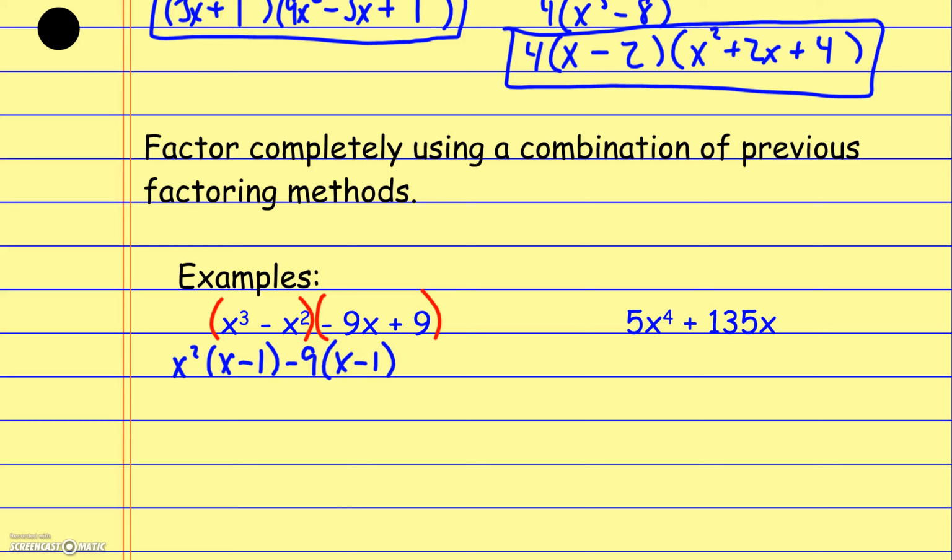And now, because I have a common polynomial here, this x minus 1, I can factor that out. So if I take out the x minus 1, it leaves me with an x squared minus 9.